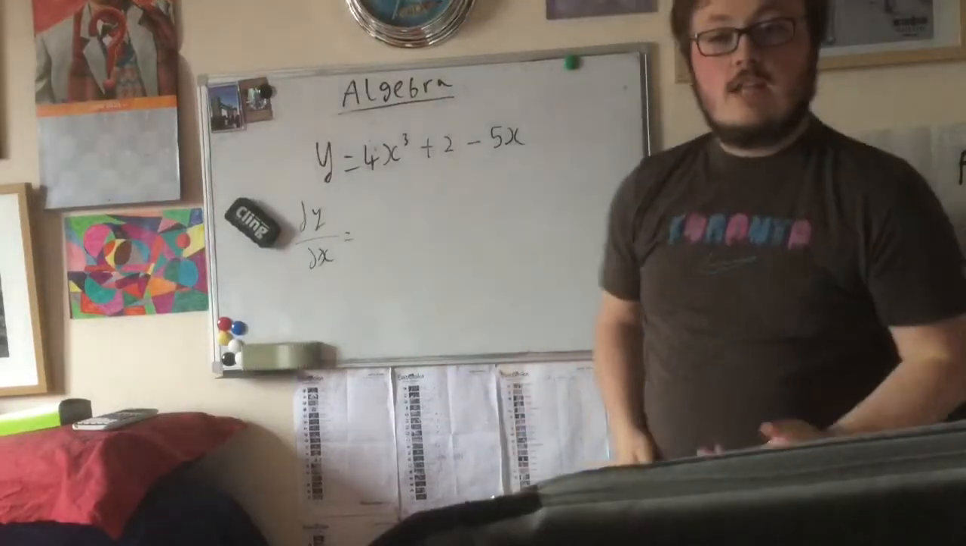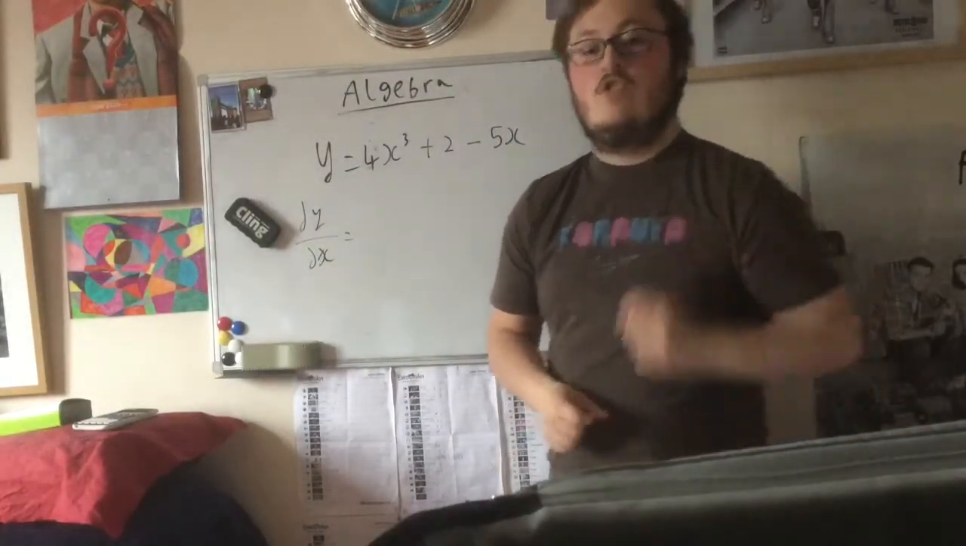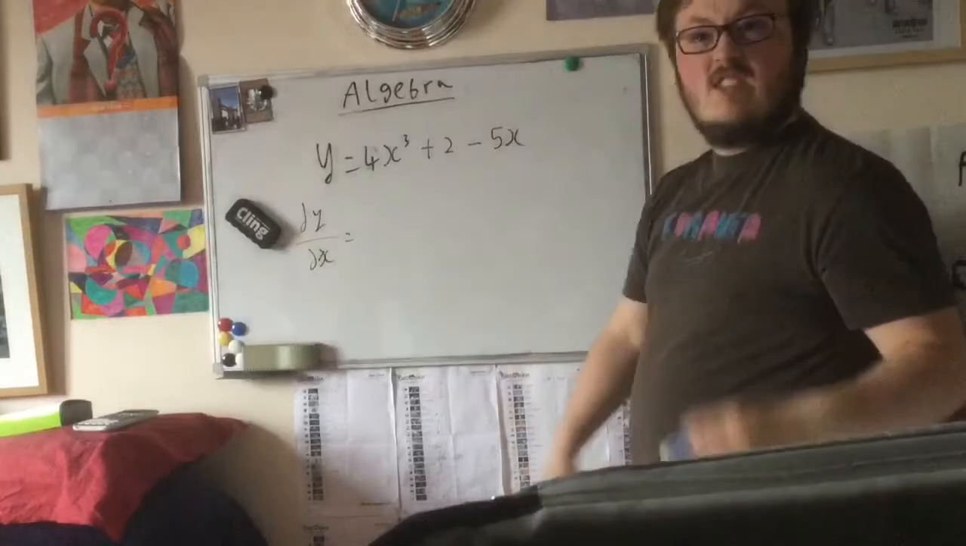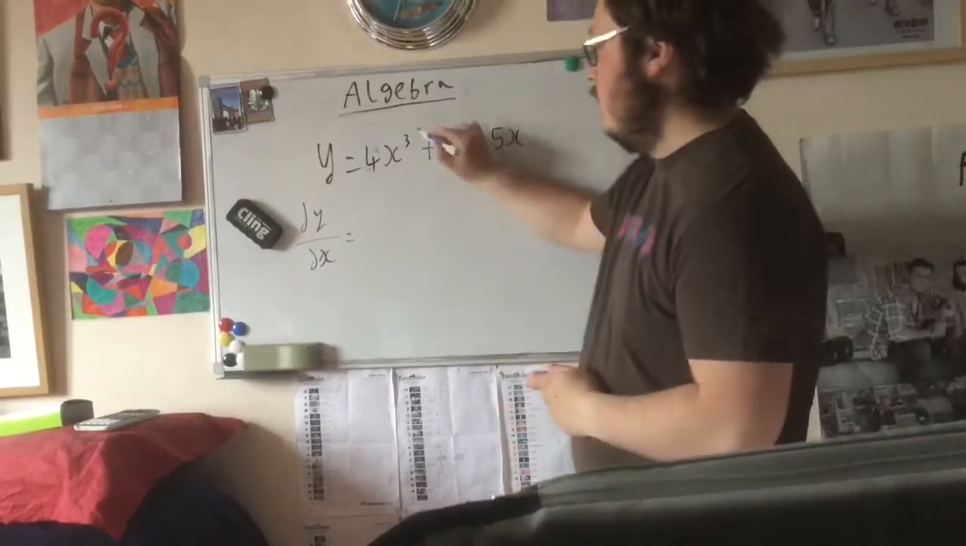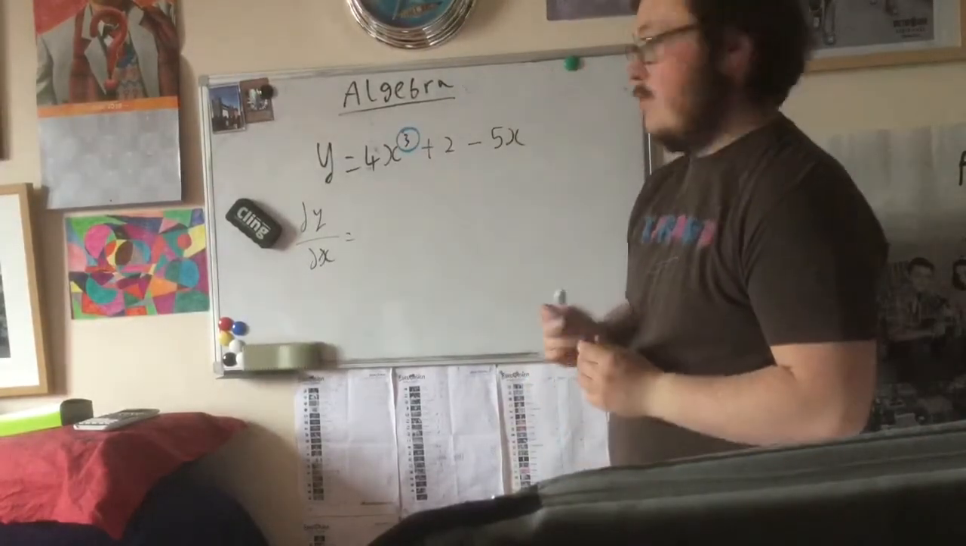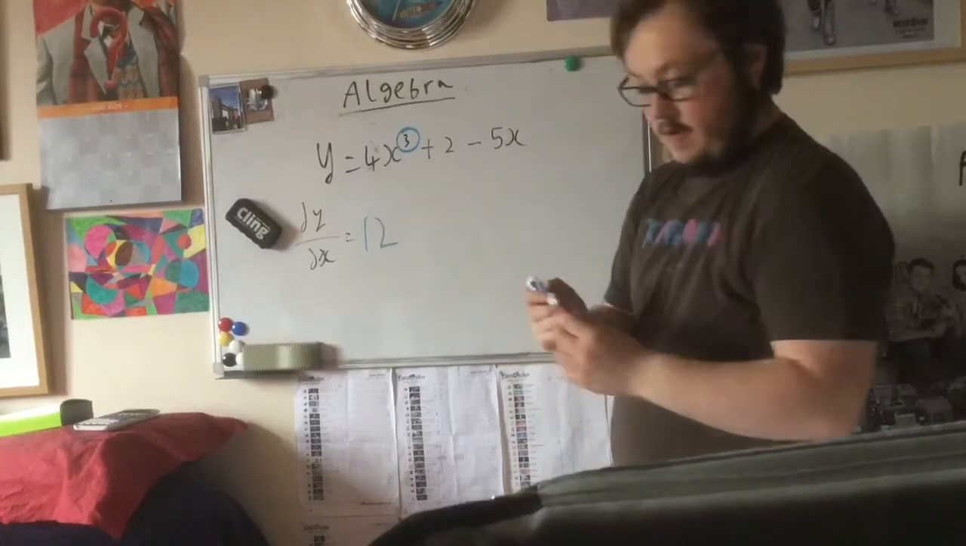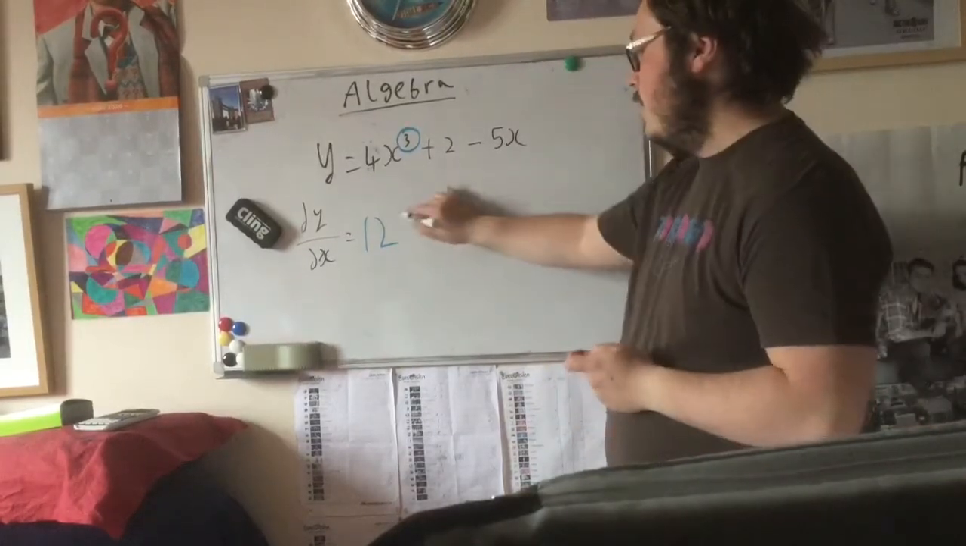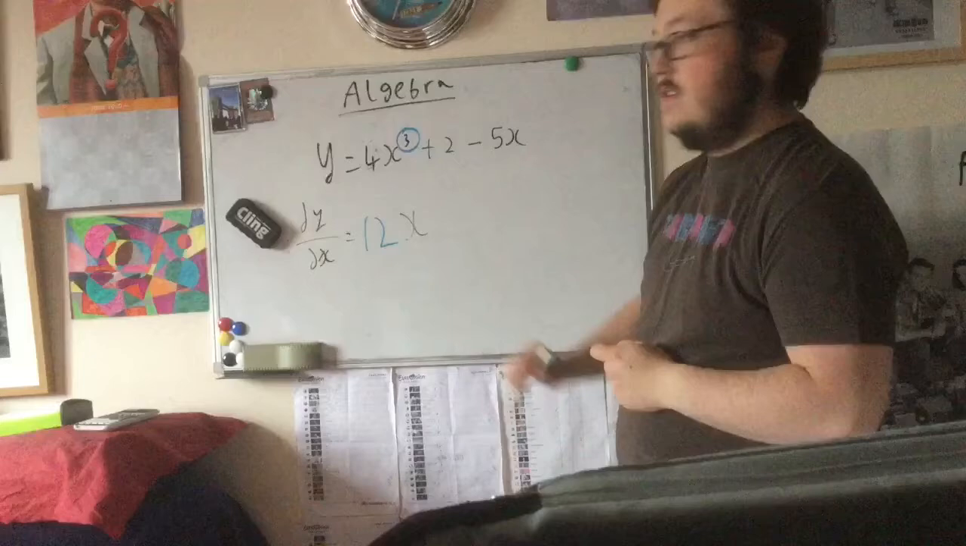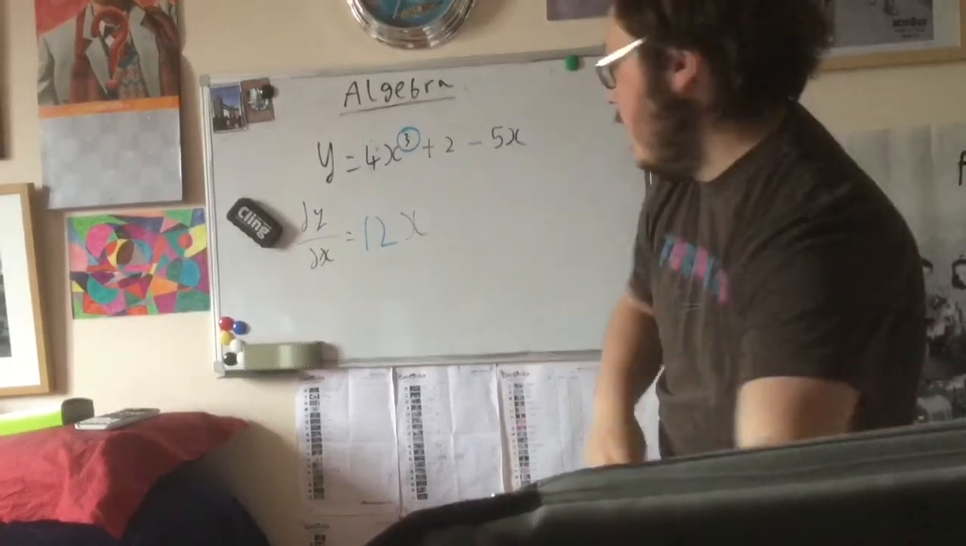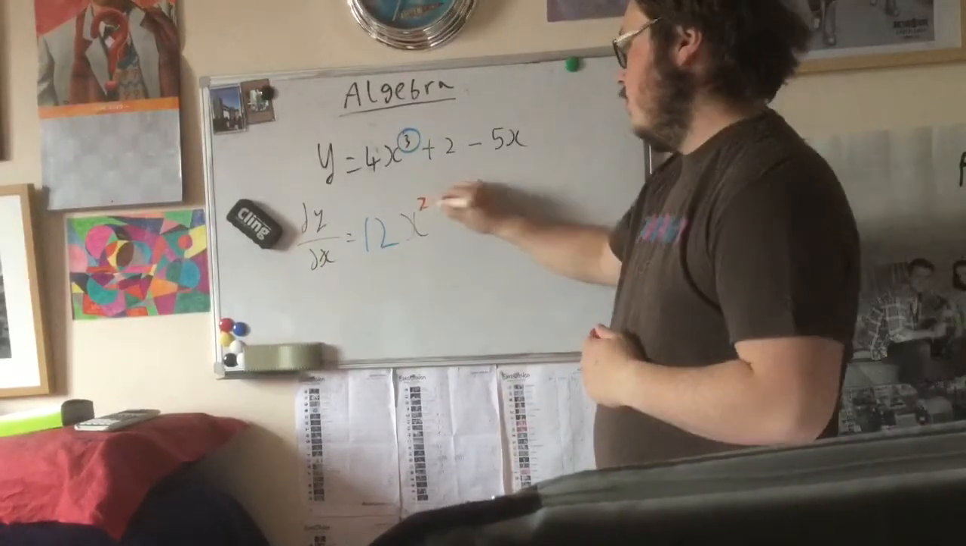So let's differentiate this equation nice and quickly before your challenge. So we have 4x cubed, or to the power of 3. You multiply the 4 by that 3, getting us 12. And then we have our x, but it's to the power of 1 less than what we started with. So it's 12x to the power of 2.